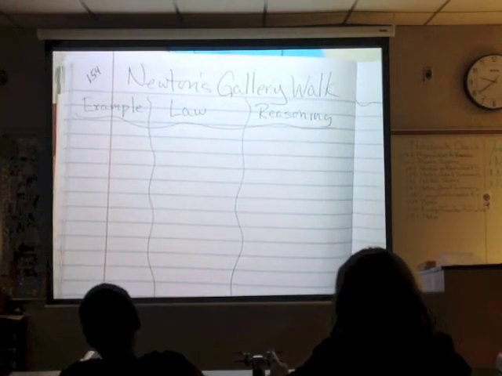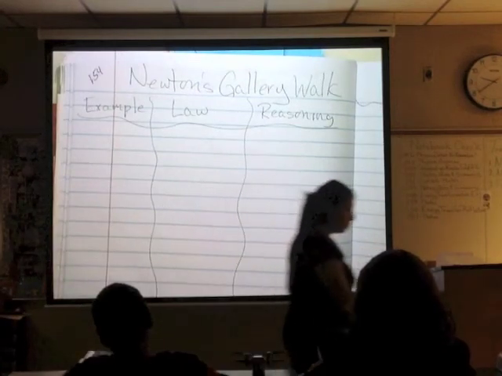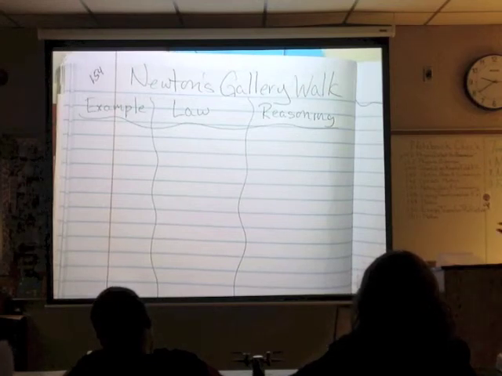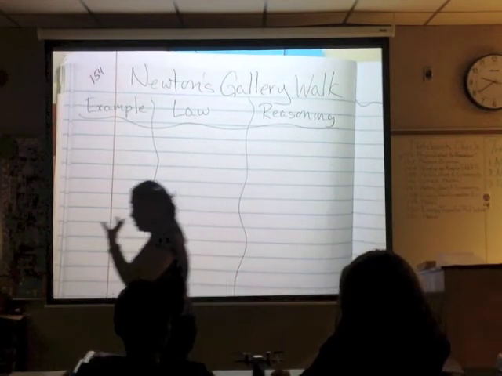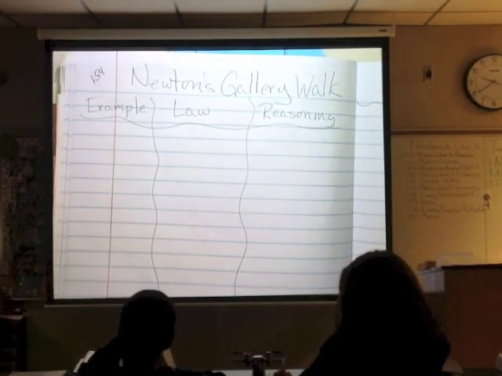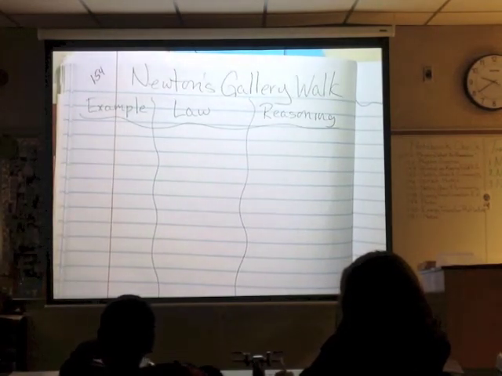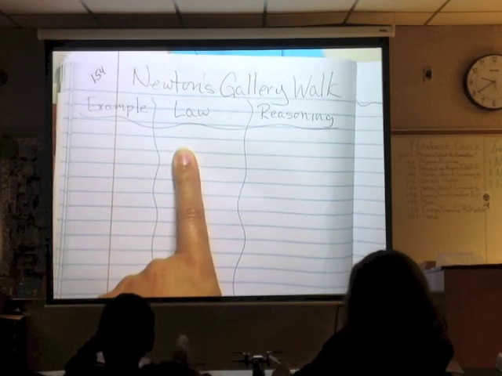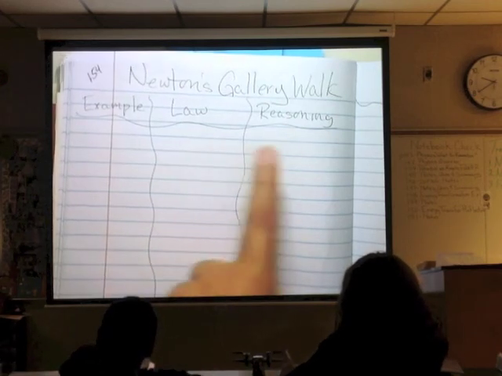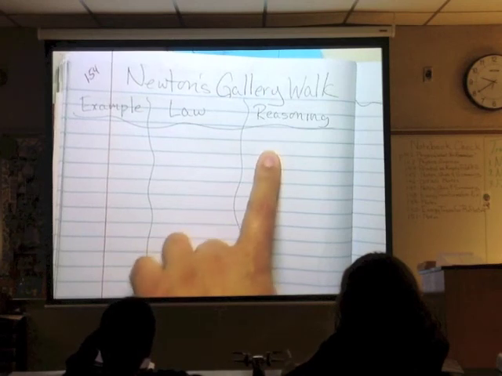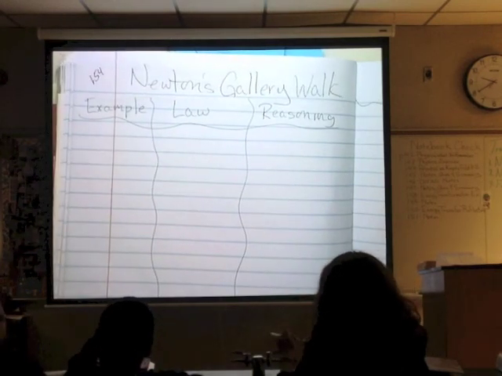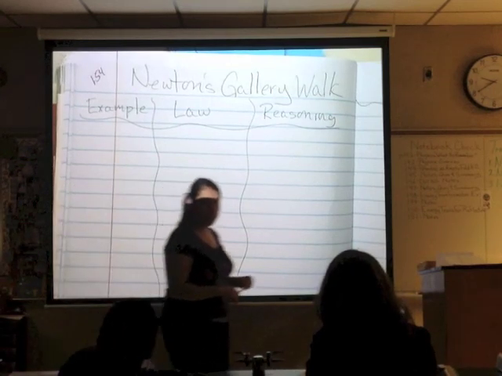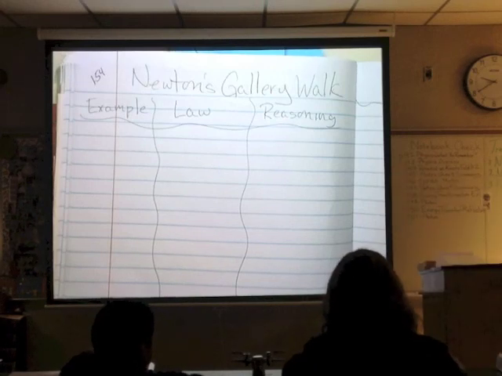What you're going to do is a gallery walk in just a second with your partner. You're going to look at several pictures. The pictures have a writing, basically a scenario. You're going to have to copy that scenario. Not copy the picture, copy the words, what it says. Then you and your partner decide what law is being shown in that example: first law, second law, or third law. And then I want a reason. Why is it the first law? Why is it the second law? Why is it the third law? So, any questions of what you're going to be doing? Alright, so finish setting up.